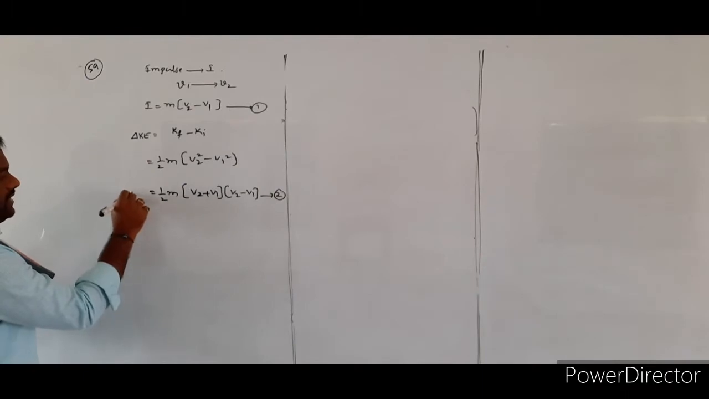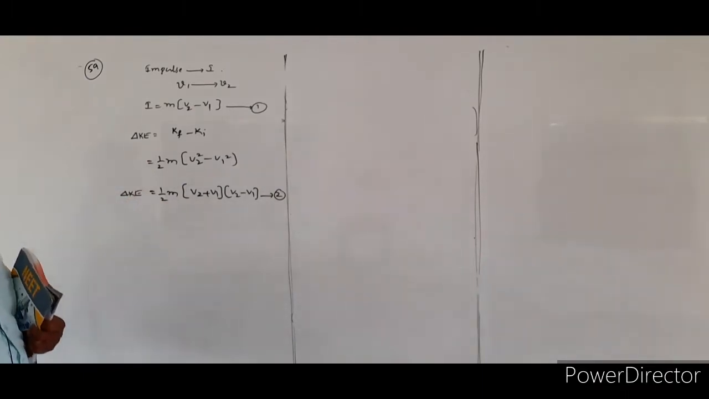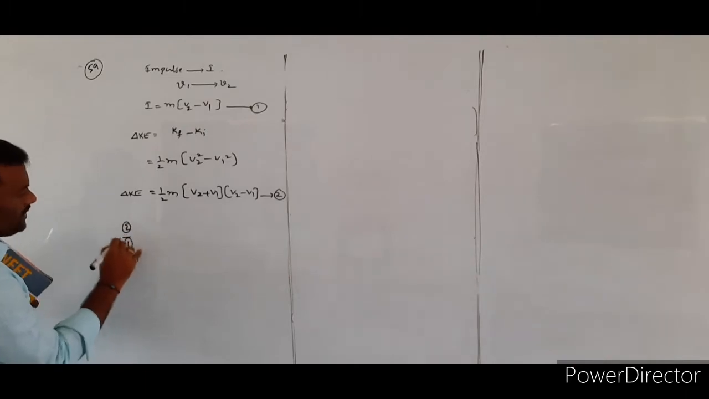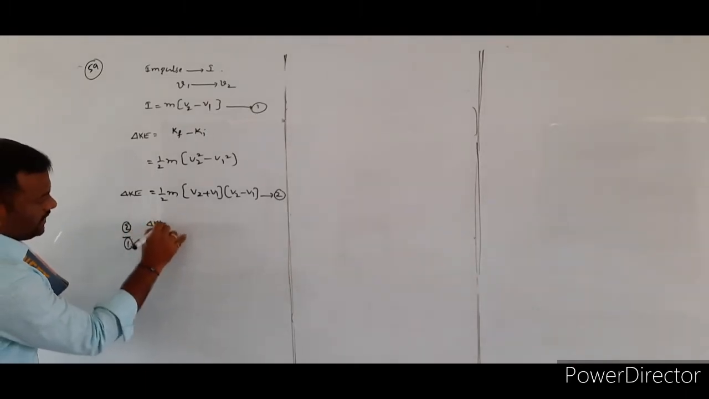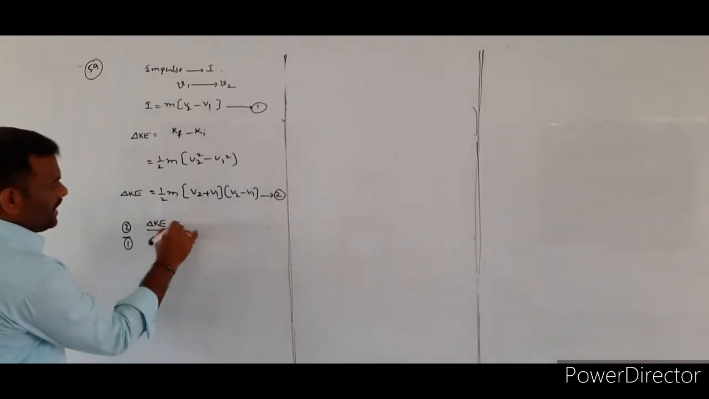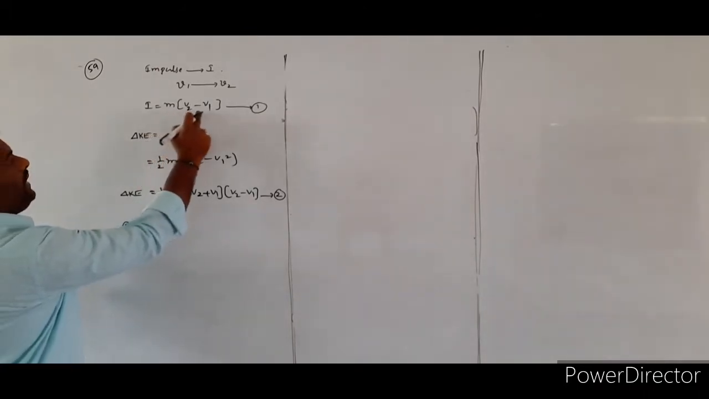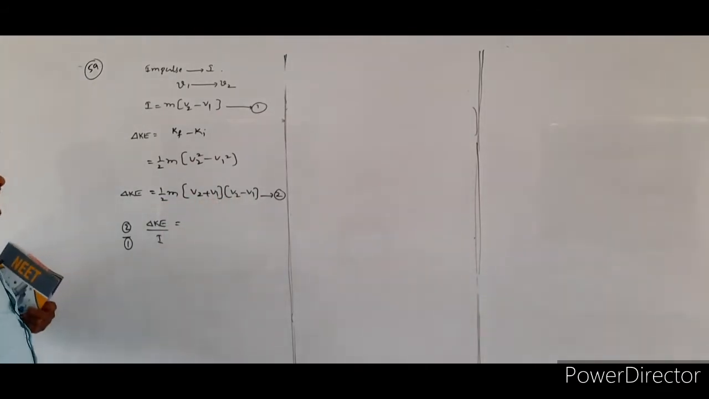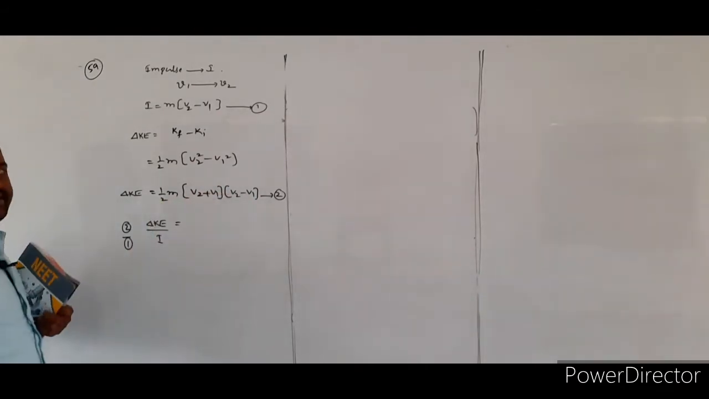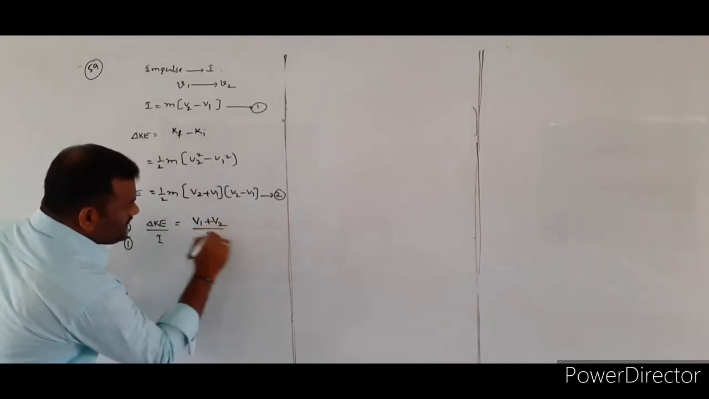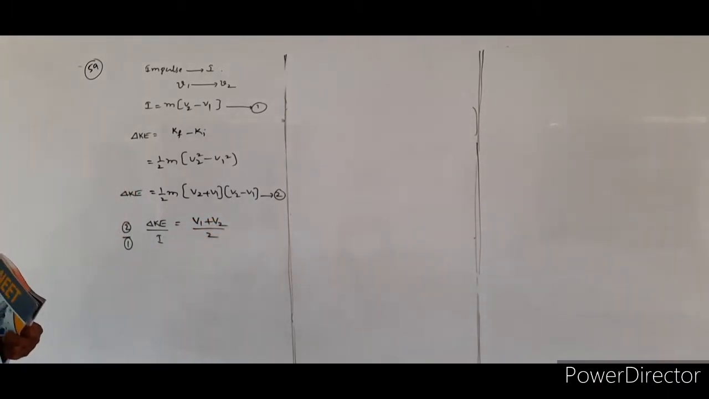So this value is equal to what? A change in kinetic energy. So equation 2 by 1. What is the equation 2? Change in kinetic energy. Equation 1 is equal to impulse, and here m into v2 minus v1 will be there. Here also m into v2 minus v1 will be there. These two terms will be getting cancelled, so that the final value left is v1 plus v2 by 2.